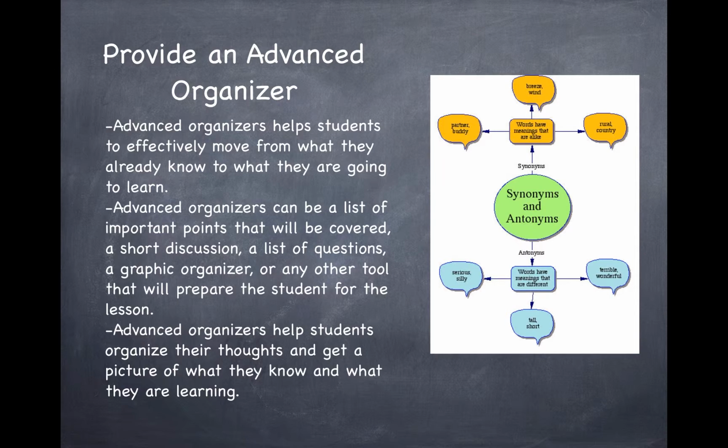Here we have an example of a graphic organizer depicting the difference between a synonym and an antonym. It states that synonyms are words that have meanings that are alike, like wind and breeze, partner and buddy, rural and country. Then to the bottom of the organizer, it states that antonyms are words that have different meanings, like terrible and wonderful, tall and short, serious and silly. As you can see, advanced organizers help students organize their thoughts and help students picture what they know and what they are learning.